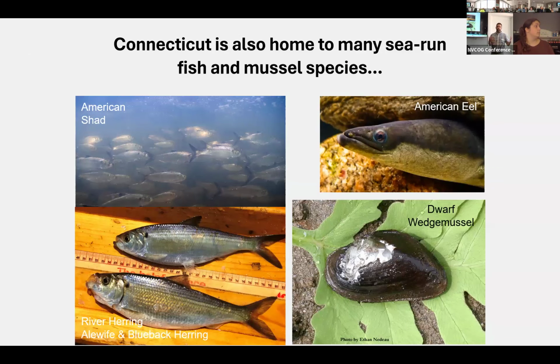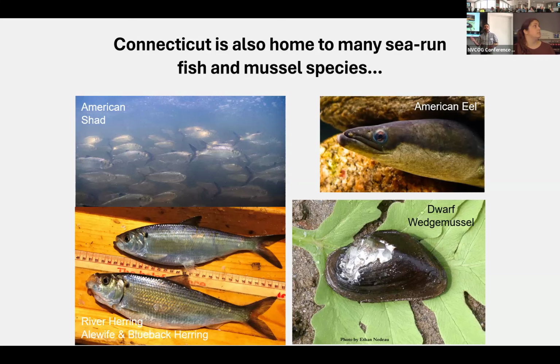But it's not just about inland fish, we're also talking about many sea run fish, or diadromous fish. Connecticut's home to 5 fish that we're trying to restore, or bring back from the brink of extinction or extirpation in the area. That's American shad, American eel, river herring, which is 2 species, alewife and blueback herring, and not pictured here is sea lamprey.